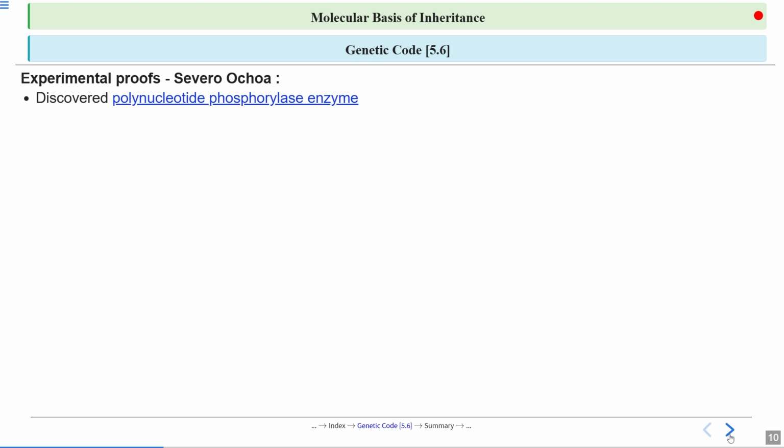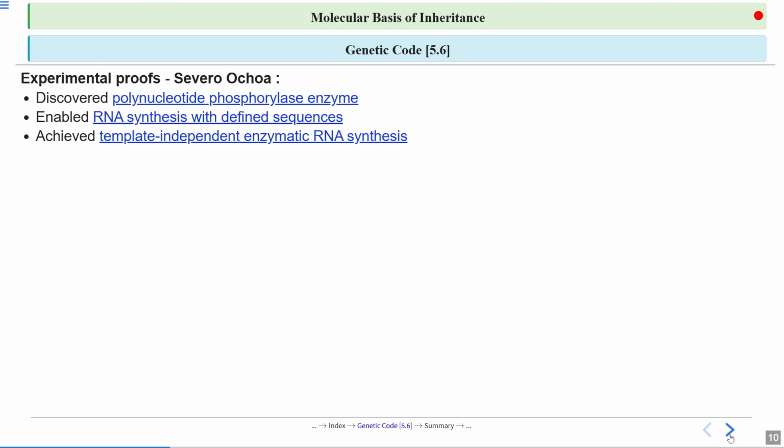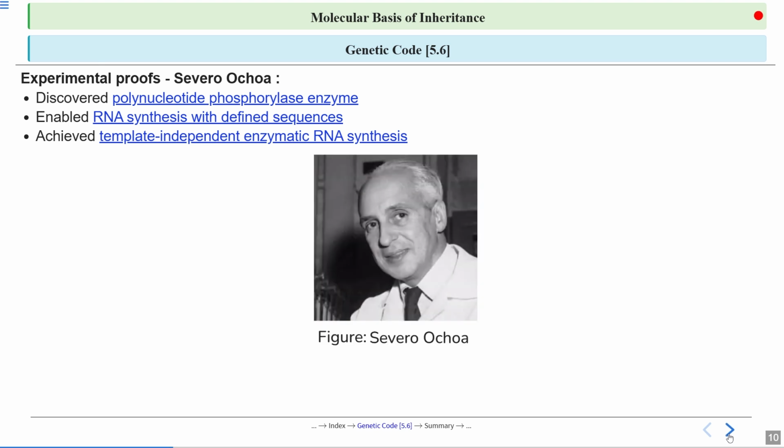So next experiment, Severo Ochoa. What he discovered? He discovered the polynucleotide phosphorylase enzyme that enabled RNA synthesis with defined sequences. It achieved template independent enzymatic RNA synthesis. So actually what we are talking about here, where we started, we started with Hargobind Khurana. He has a key contribution in this genetic code.